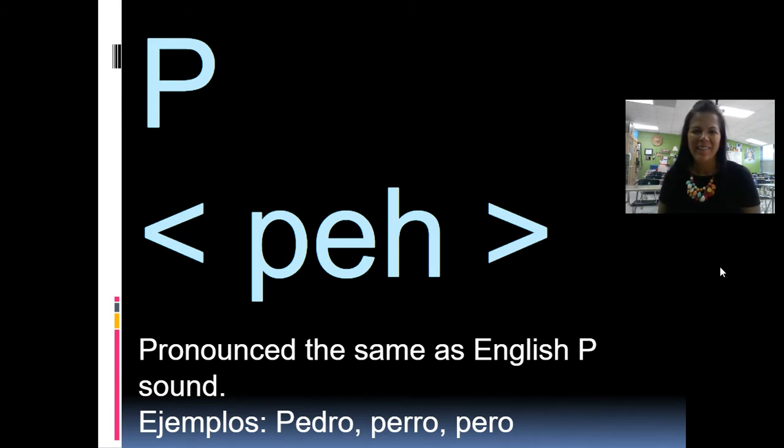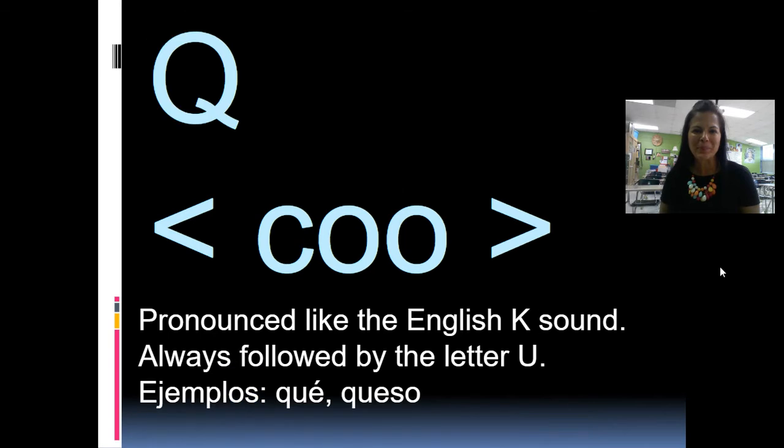All right. So, pe. Q is cu. It's pronounced like the English K sound in a word, k sound. It's always followed by the letter U, just like in English. So, example, que. So it sounds like a K, and queso. So que means what, and queso, cheese.